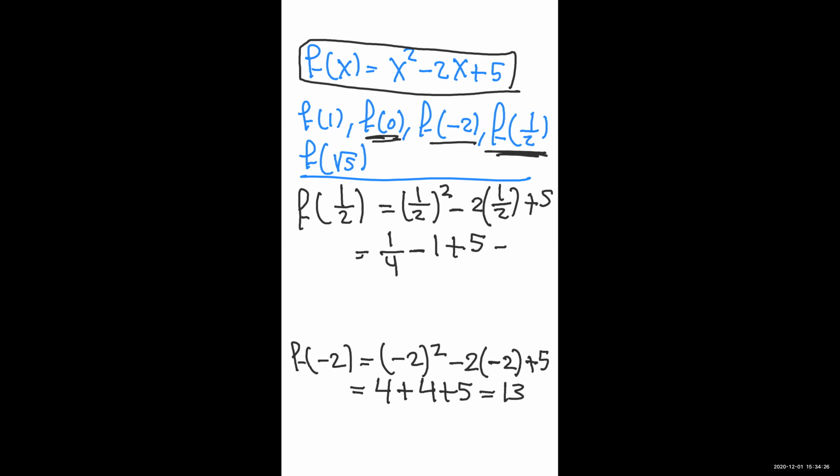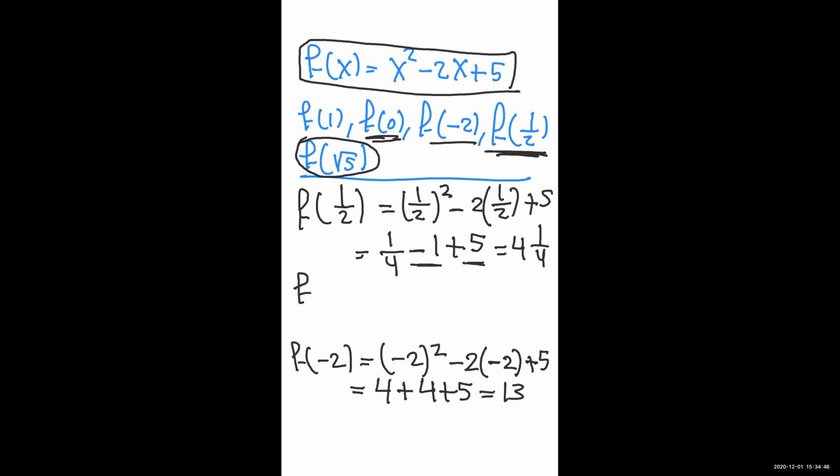So simply this one will equal negative 1 plus 5, which is 4. Okay, 4 plus 1 over 4, so 4 and 1 over 4, like this. Okay, the last one is f of square root of 5.